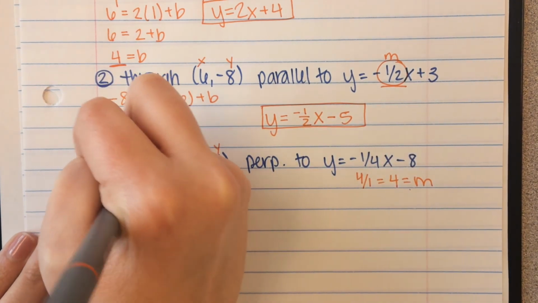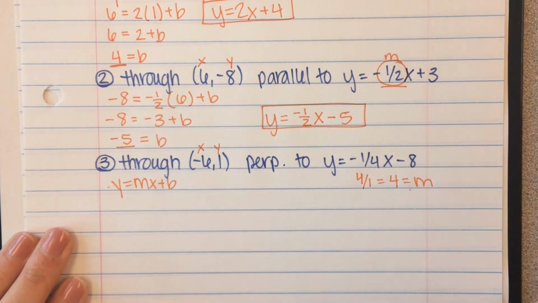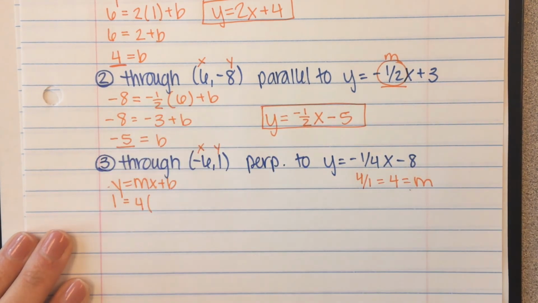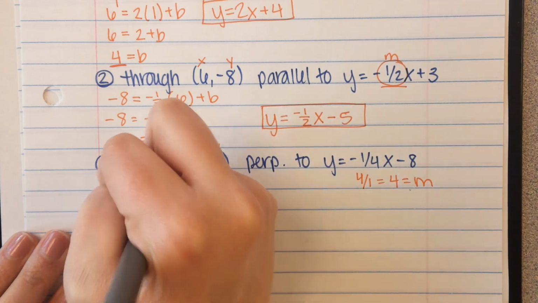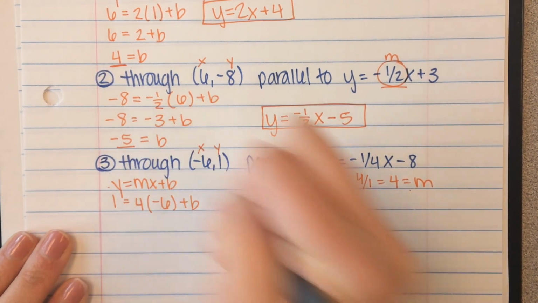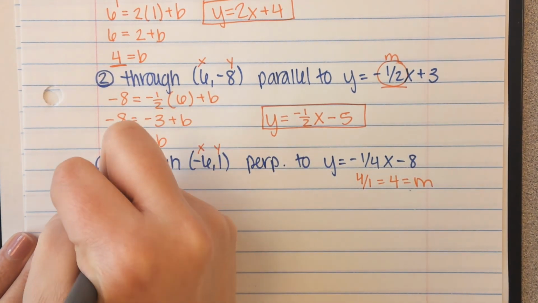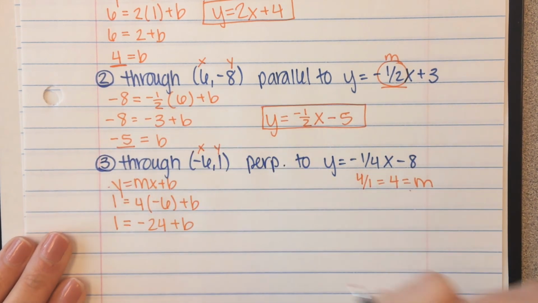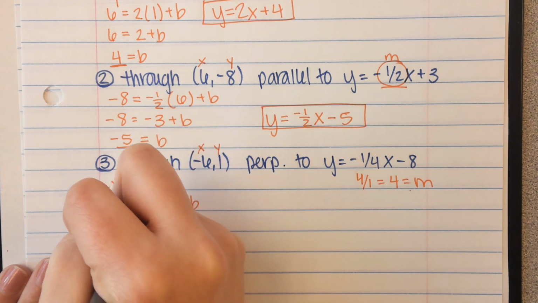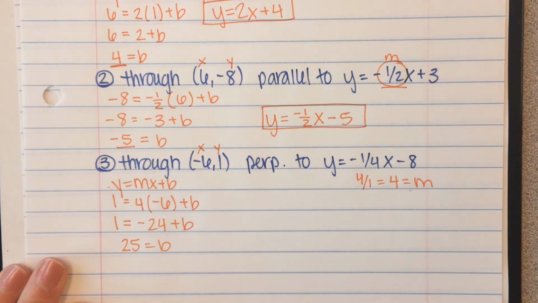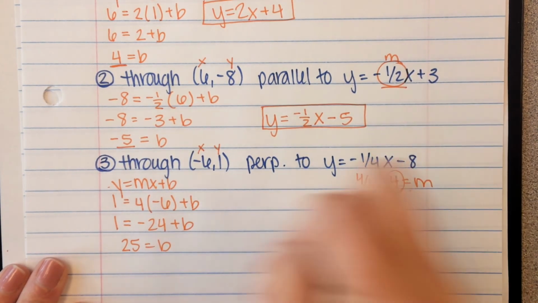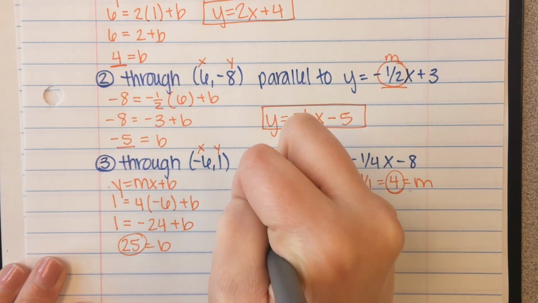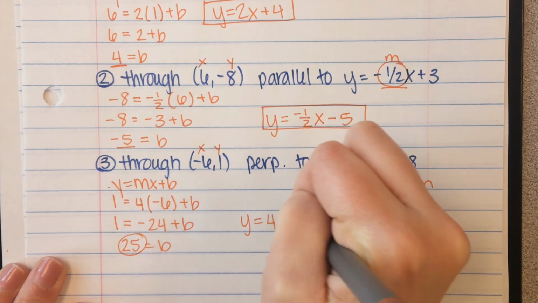So we're going to use y equals mx plus b again. Y is 1, m is 4, because we want our new slope, x is negative 6, and then we don't know b. We simplify: 1 equals negative 24 plus b. We add 24 to both sides and get 25 equals b. So now we use our new slope, our b, and make our equation. Y equals 4x plus 25.